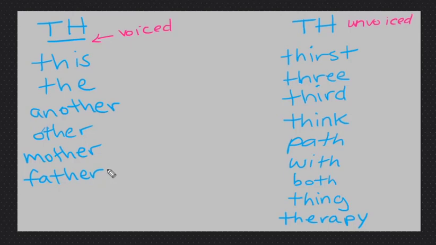Father. So again, if your tongue is not out, it will sound like a d sound. Like D. Mother. Father. Sister, brother. Sister has no teeth. Brother. Good. So, when your tongue is out, brother, mother, father.